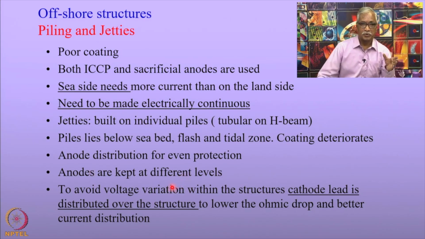There is some corrosion occurring in the structures. The structure can offer significant resistance to the flow of current, and so, unlike the pipelines that are normally buried in the ground, the cathode leads need to be distributed so that the ohmic drop within the leads is reduced and so that the current is better distributed.